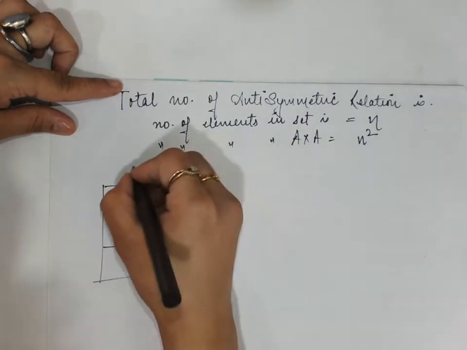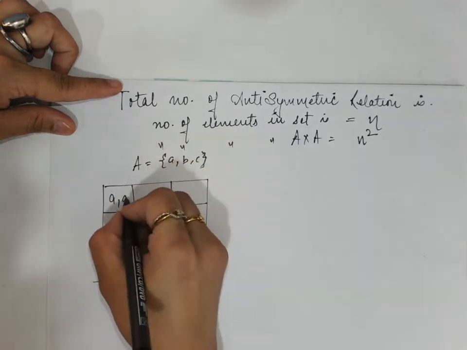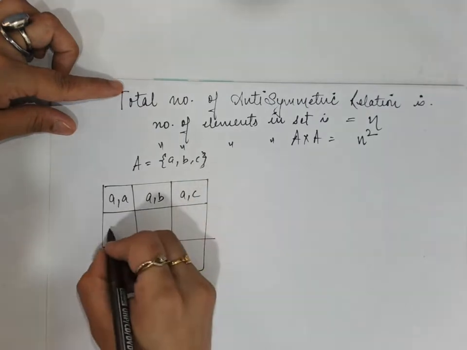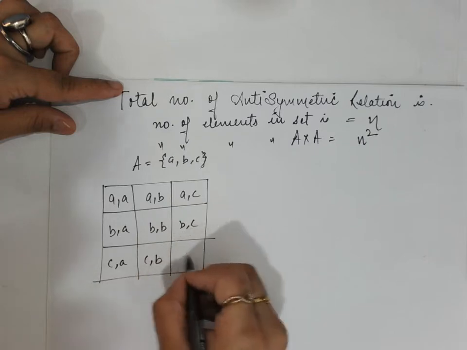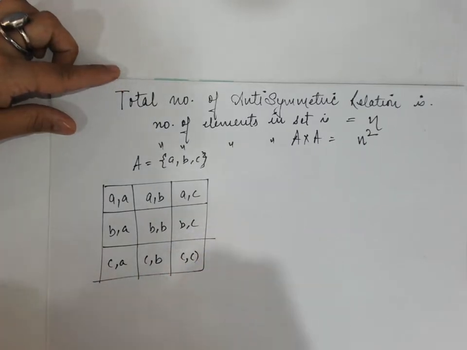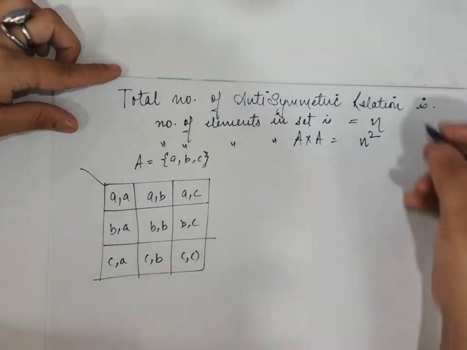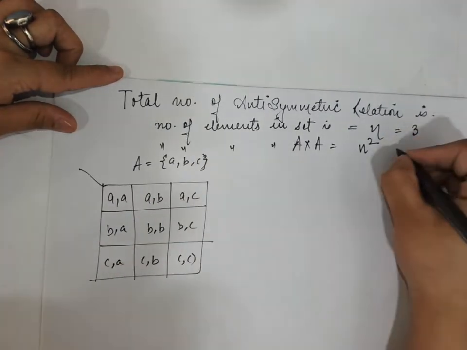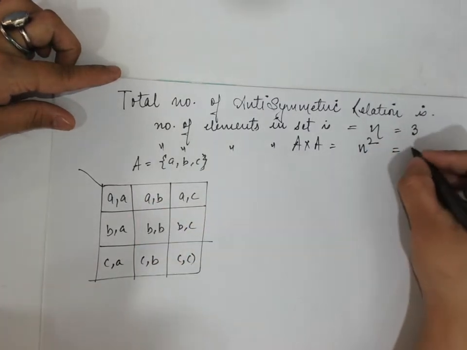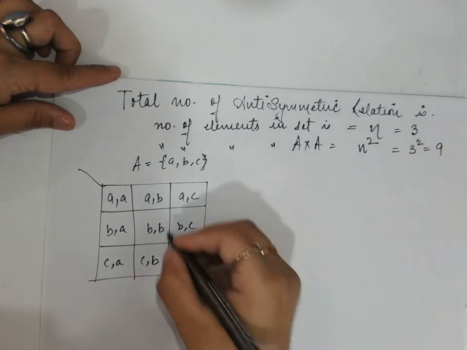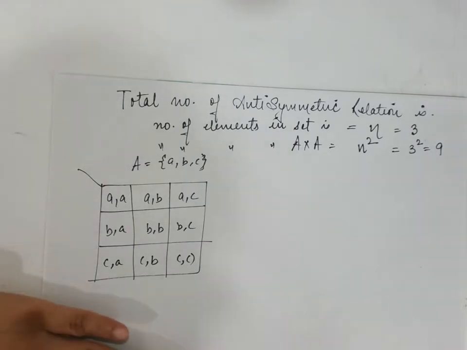If a set A is given, that is {A, B, C}, then A cross A will become (A, A), (A, B), (A, C), (B, A), (B, B), (B, C), (C, A), (C, B), and (C, C). Here the number of elements is 3, and in A square, the Cartesian product of A, the total number of elements in A cross A is 3 raised to power 2, that is 9.